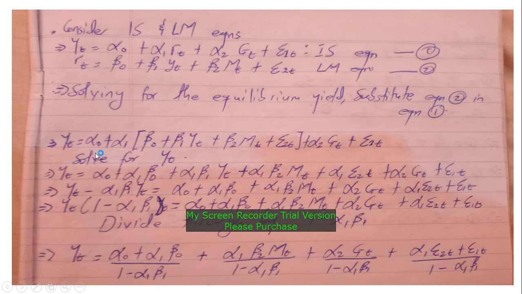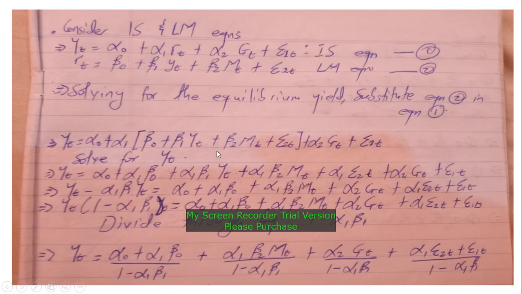So now when I expand the bracket, it means I'm going to multiply this alpha 1 through. So when I multiply alpha 1 by alpha naught, I get alpha 1 alpha naught. When I multiply alpha 1 by beta naught, I get alpha 1 beta naught, alpha 1 by beta 1 yt, I end up getting alpha 1 beta 1 yt, alpha 1 by beta 2 mt, I end up getting alpha 1 beta 2 mt. And when I multiply alpha 1 by epsilon 2t, I end up getting alpha 1 epsilon 2t.